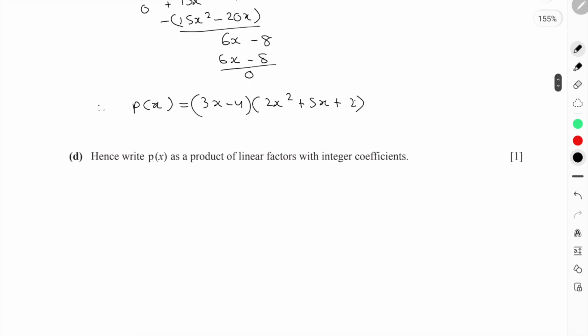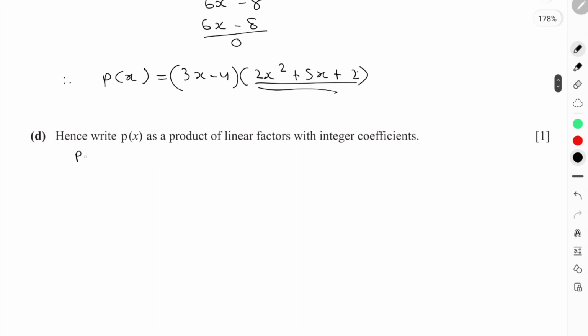And now we have to write p of x as a product of linear factors with integer coefficients. So first we have to simplify this. We can use a technique called splitting the middle term. I'm pretty sure it's called that.